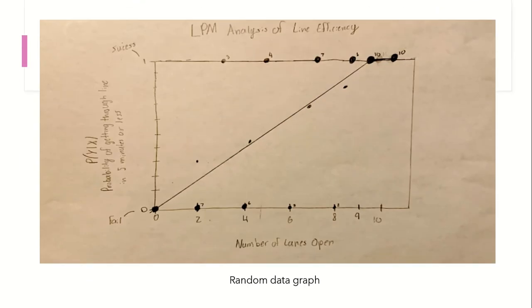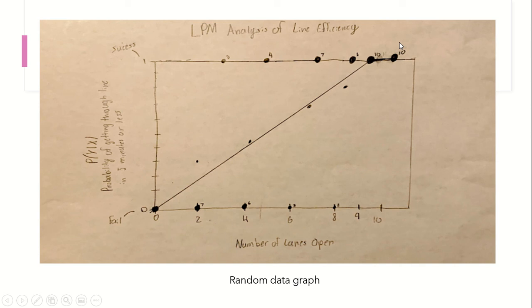And this was the linear trend line that came from it. Basically, all you need to see here is that with more lanes open, the probability of getting through the line in less than 5 minutes goes up. And if you look closely, you see that it actually goes to 100% at 9. So you wouldn't need this 10th lane open. That could be something you find out from this study.